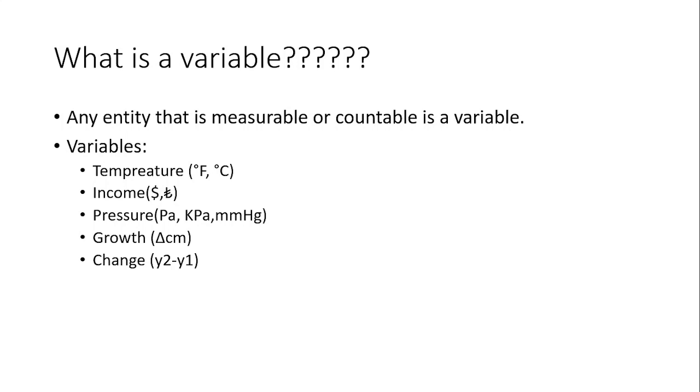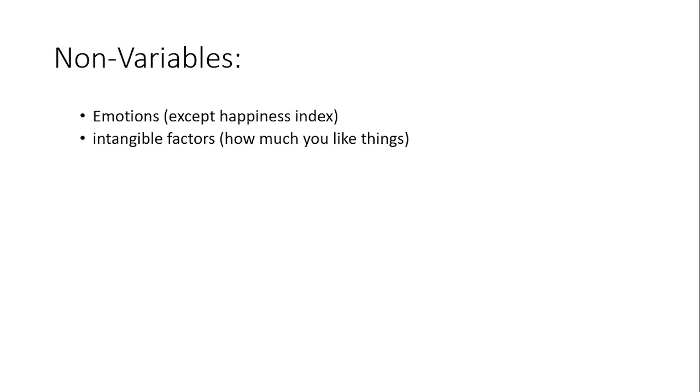The pressure, Pascal, kilopascal, change in mercury, or growth. Anything that is changing, you can measure. What are the things that are not counted as variables? Emotions and intangible factors, as you would expect. But there's an exception. The happiness index for the emotions, or anything with an index from 0 to 1 with ratio numbers, they're all variables, since you can measure or take means or put them in a statistical test. So these are variables. You can measure them or count them.